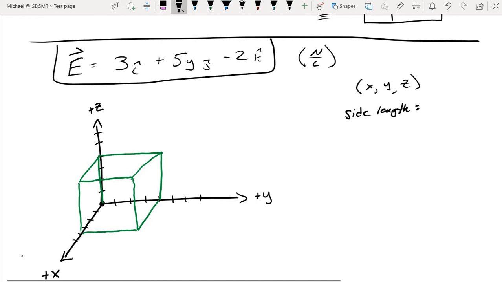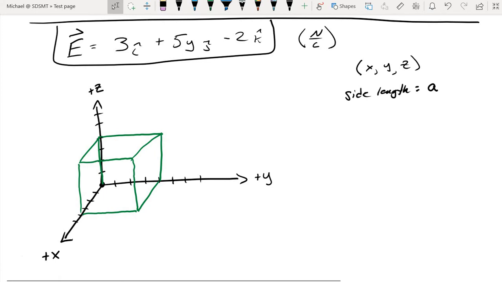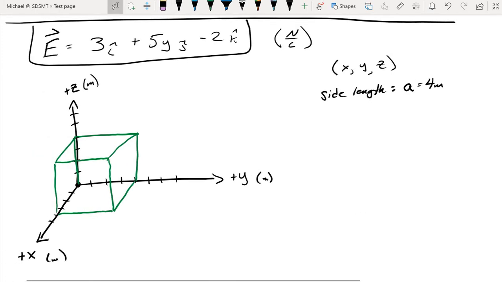So each side length of our cube is A, and as we can see on the reference frame, if we allow each of these to be centimeters, actually, let's make our life easier. We'll go with meters, so we don't have to introduce a bunch of extra decimals. Okay, so each of these will be meters, and so what we have here is a cube with side length 4 meters, and so a volume of A cubed. Stick that into your calculator.